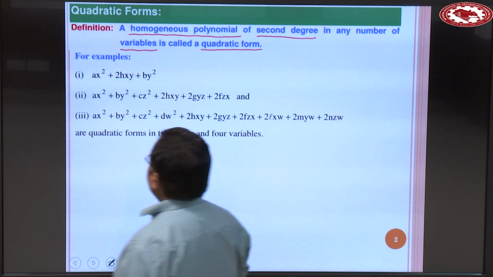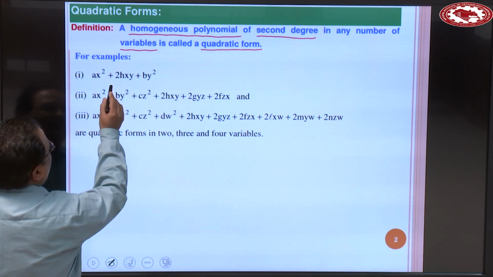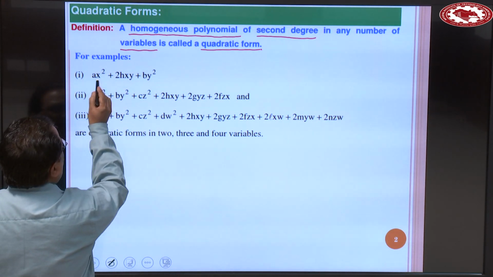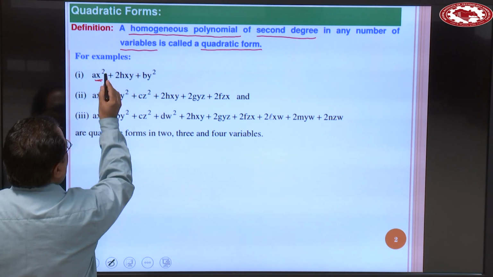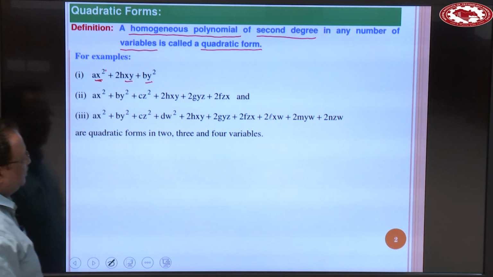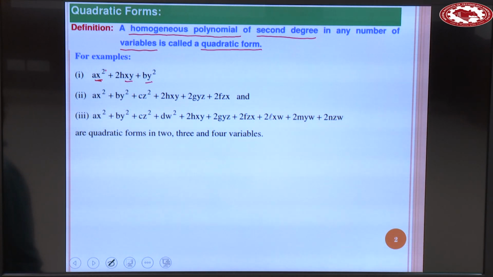For example, ax square plus 2hxy plus by square. Here the variables are x and y. So, x square has power 2, xy has power 1 plus 1, which is 2, and y square has power 2. So, this one is a quadratic form.